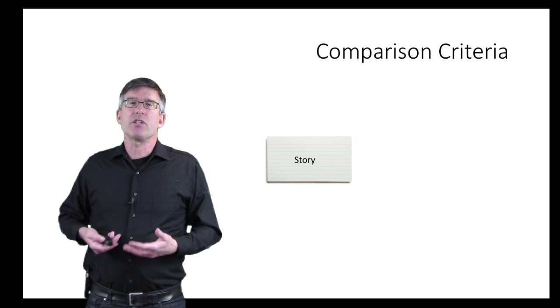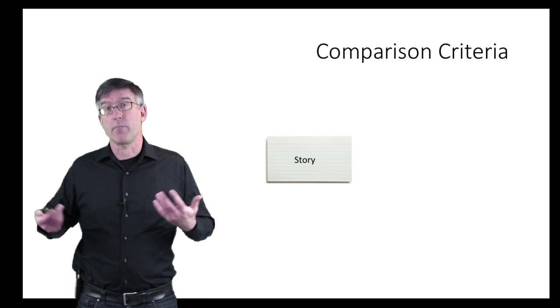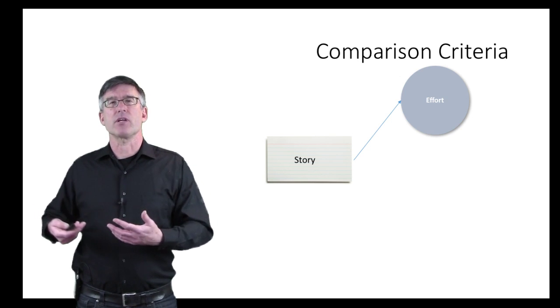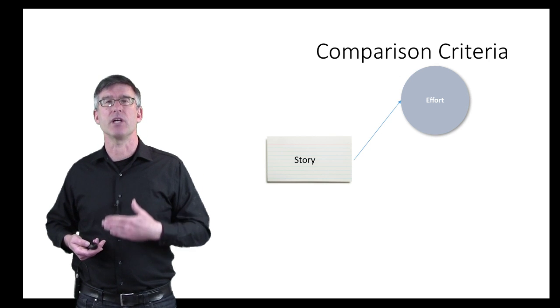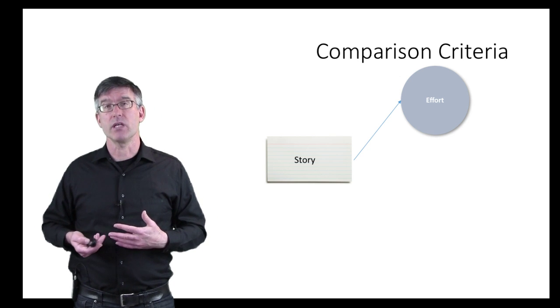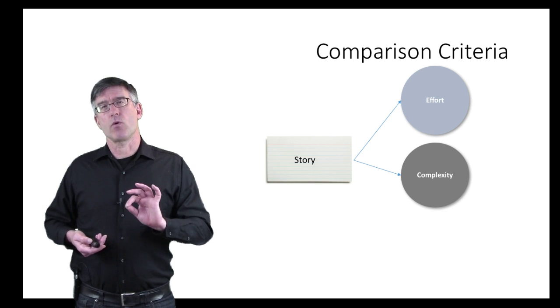So the comparison criteria that a lot of people advocate are, we look at a story or a backlog item and we say, okay, well, how much effort is there? Like, how much just raw work is there to be done? Well, that's a big driver of how big this is going to be. But the other question is, how complex is that work?